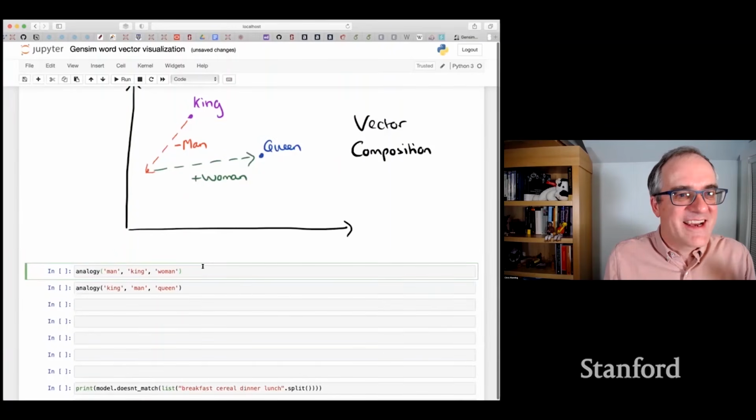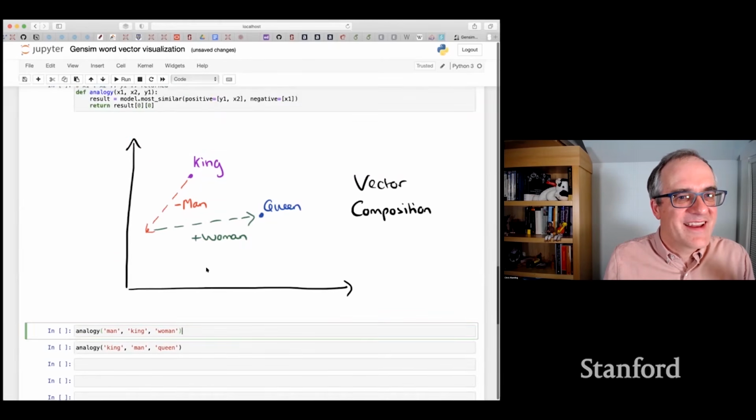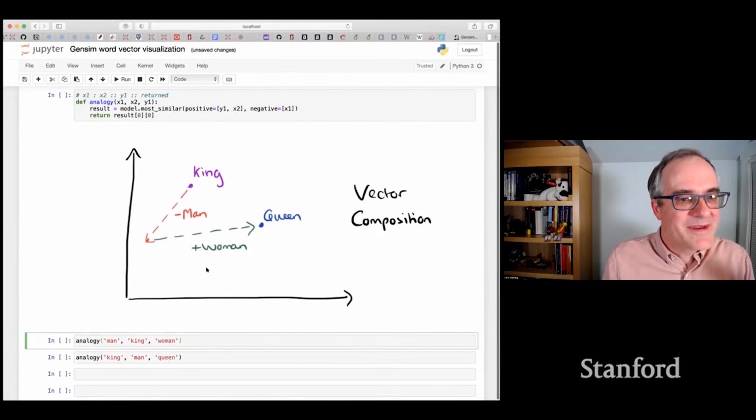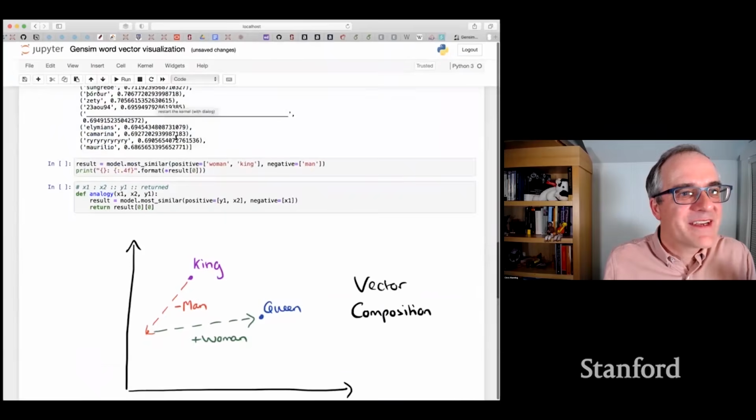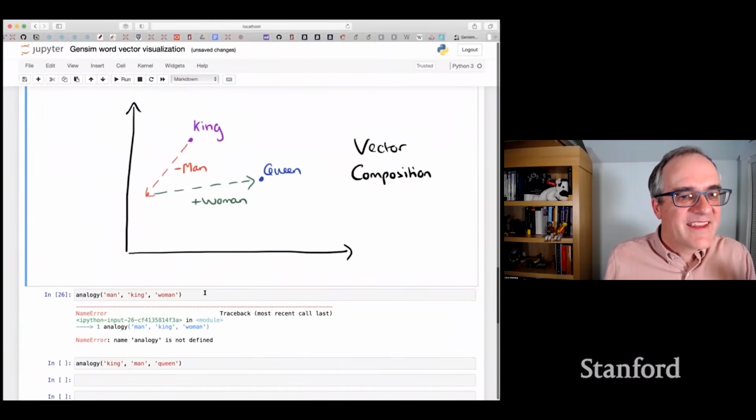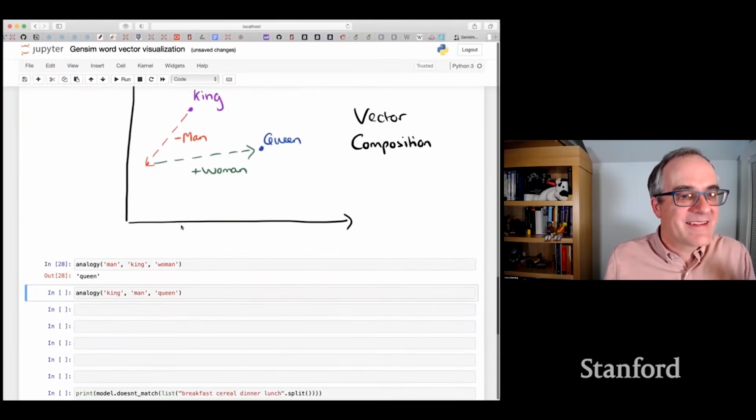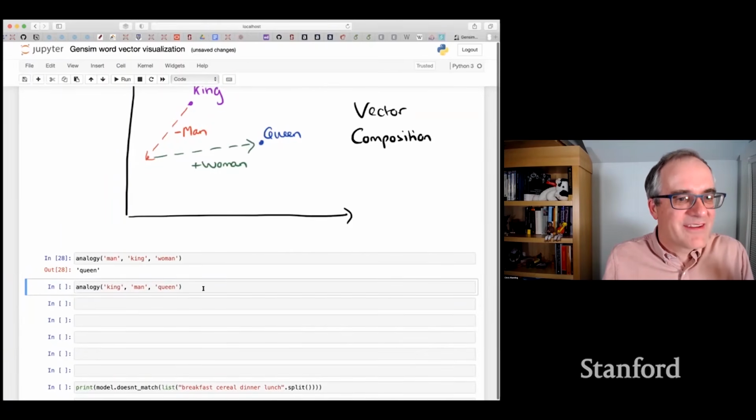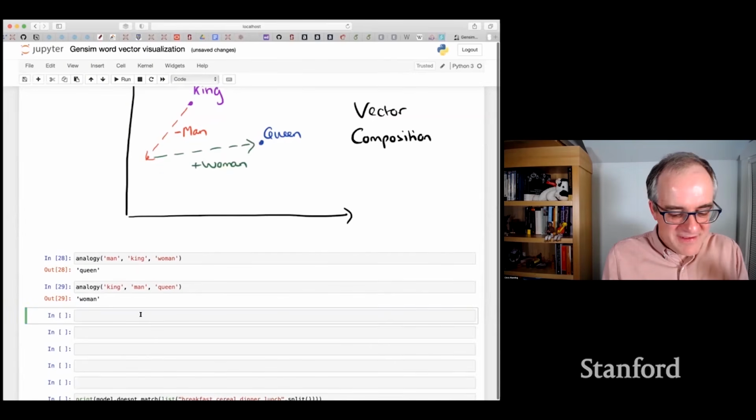I can do the analogy I show in the picture: man is to king as woman is to... sorry, I haven't run my cells. Okay, man is to king as woman is to queen. So that's great, and that works well. And you can do it the other way around, king is to man as queen is to woman. If this only worked for that one freakish example, you maybe wouldn't be very impressed.